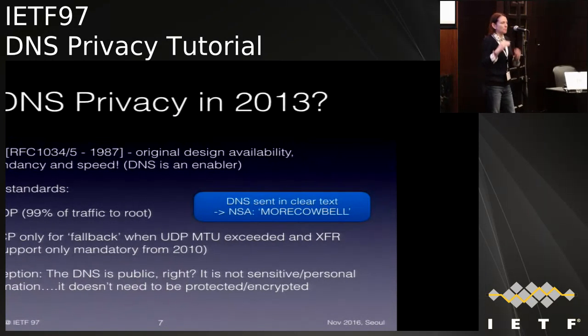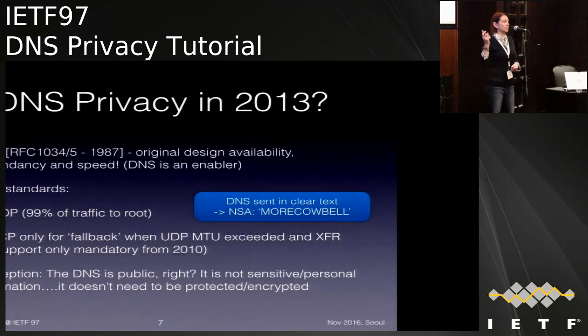In privacy terms, the DNS is described as an enabler. It's a system that you use to get to other services. So if you want to get to a web page, you go via the DNS. You want to email somebody, you go via the DNS. So that's where it sits.